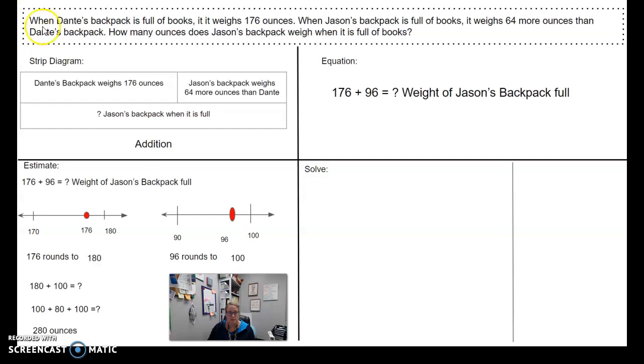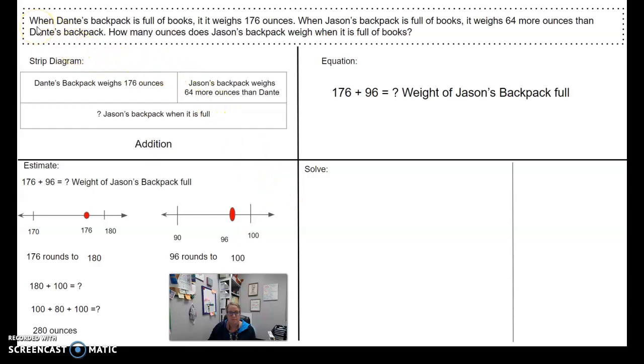Alright guys, so let's look at our word problems again. Today, remember, we are going to be focused on just solving our word problems. We're filling in our final rectangle of each page. So let's look at our word problems, review our strip diagrams, equations, and estimations, and then let's actually solve.